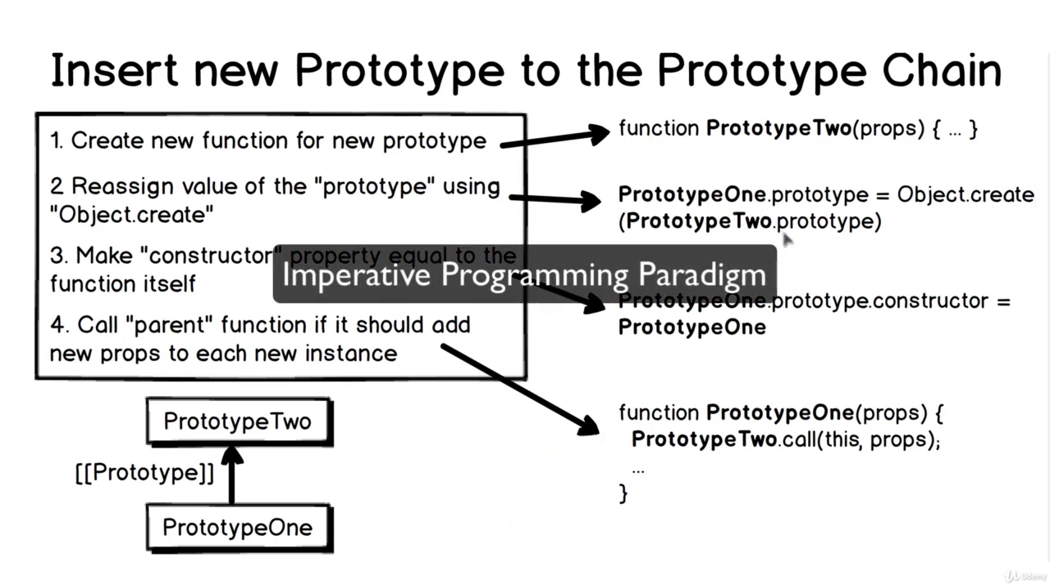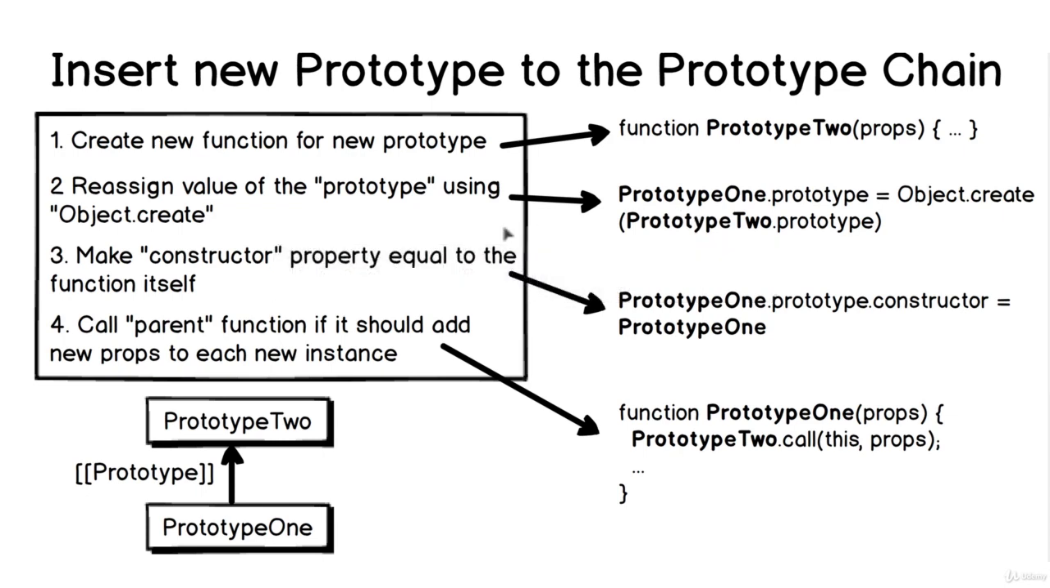And this is an example of the imperative programming paradigm. So we want to insert new prototype into the prototype chain, but we need to tell this using those steps. So step by step, we tell JavaScript engine what it needs to do. And finally, we get desired result. New prototype is added into the prototype chain. But again, we do that ourselves by adding those separate steps.